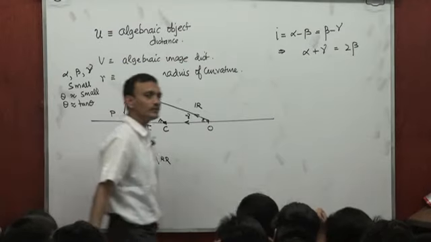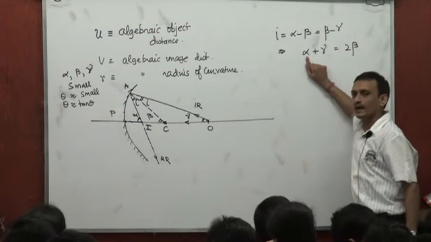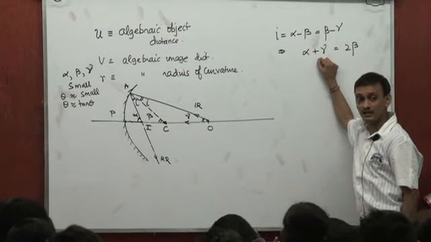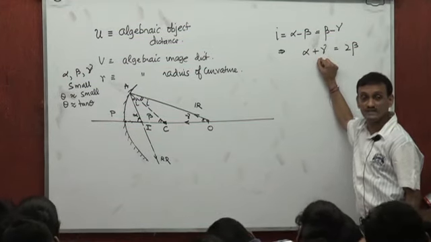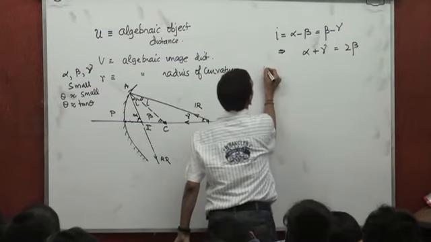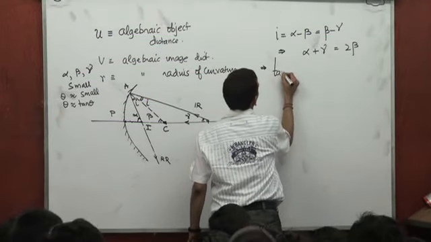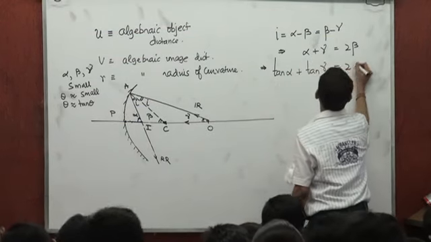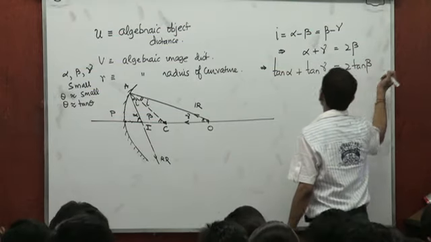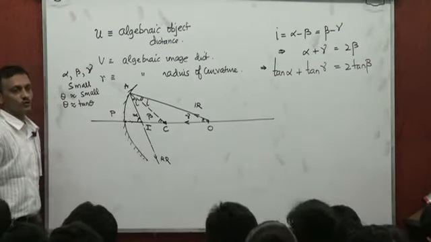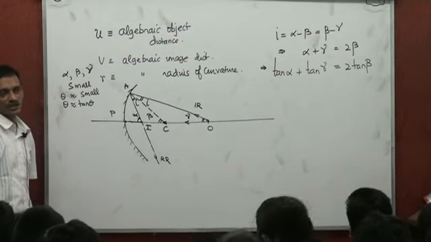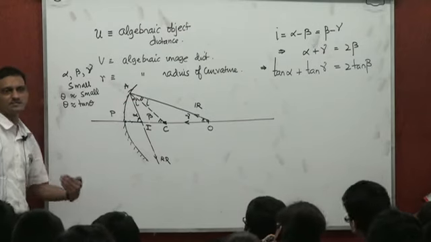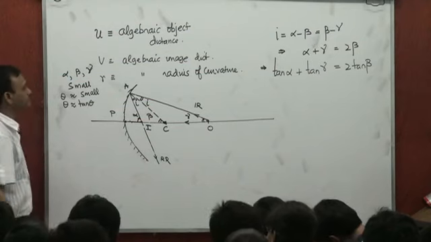So then, if that be the case, alpha can be replaced by tan alpha, beta by tan beta and gamma by tan gamma if alpha, beta, gamma are really small angles, right? So then doing so, you end up getting tan alpha plus tan gamma is 2 times tan beta. Replacing them by their corresponding tangents on the premise that these are small angles.